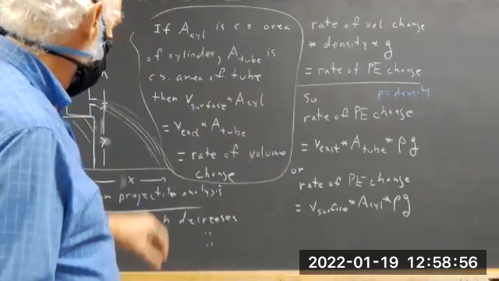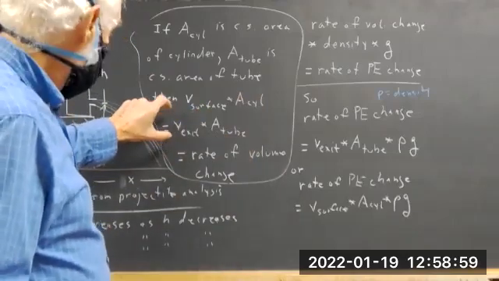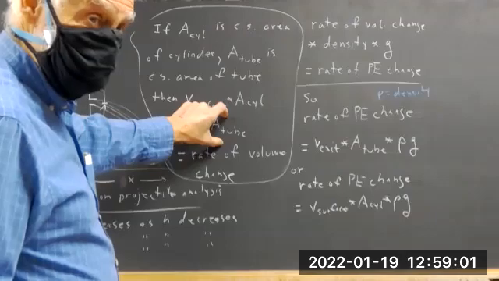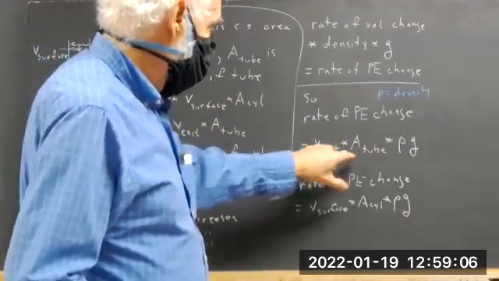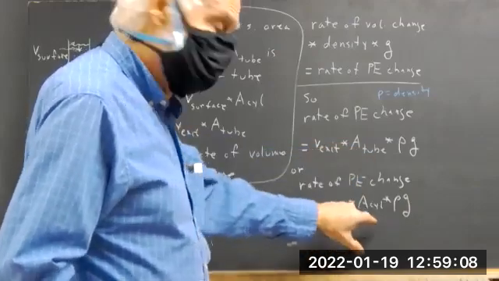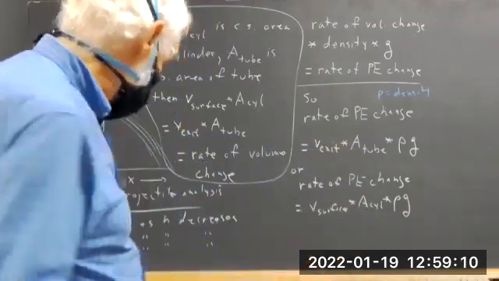Velocity of the surface times the area of the cylinder equals velocity of the exit of water times the area of the tube. I can change V exit times A tube to V surface times A cylinder, right?